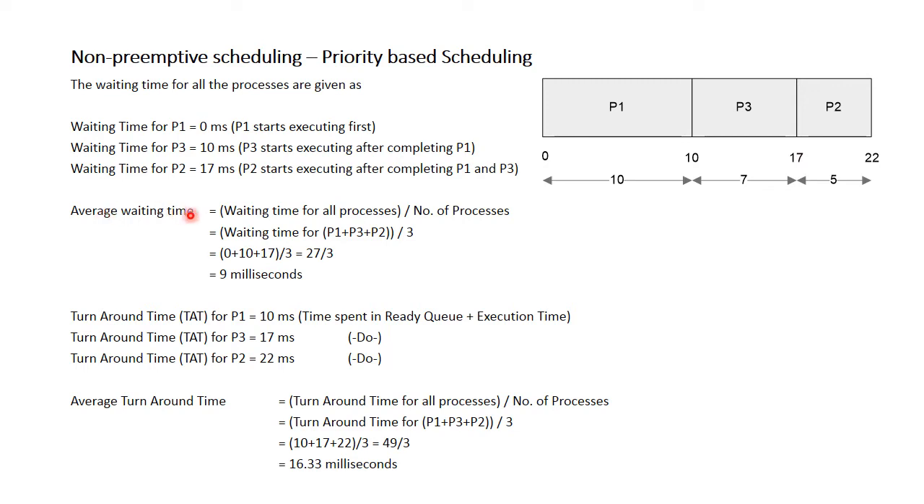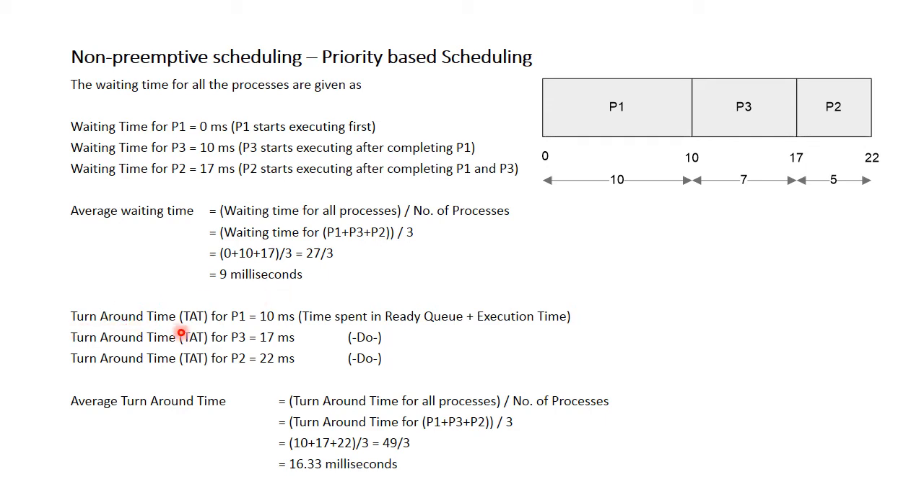Now, average waiting time is the waiting time for all the individual processes divided by the number of processes. Okay, the sum of the waiting times for P1, P2, P3 divided by the number of processes, which is 3, and the answer will be 9 milliseconds. Then we will calculate the turnaround time for each process.